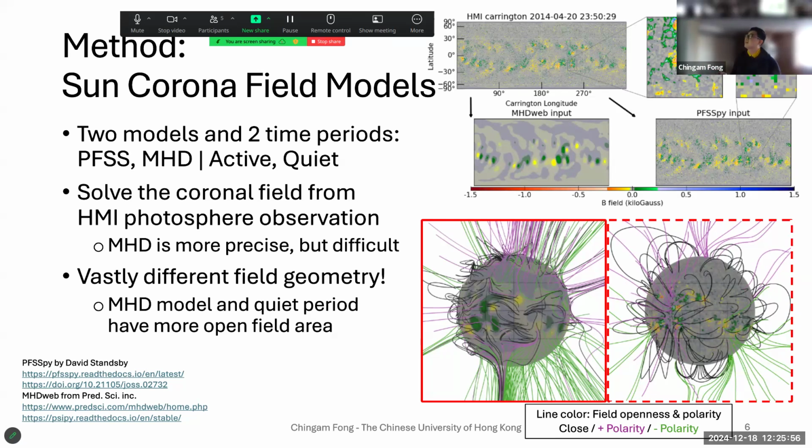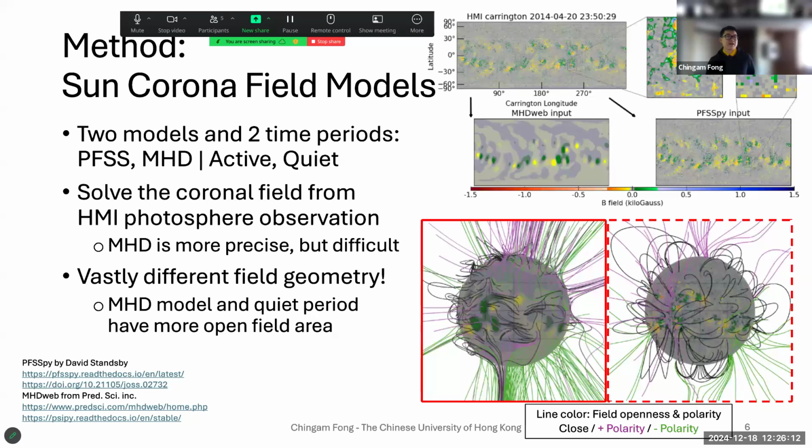As you can see here, it doesn't capture much of the small scale structure observed by HMI, which may cause a problem, but at this point, there's nothing we can do. But what we also notice is that the field geometry between the two models is vastly different.